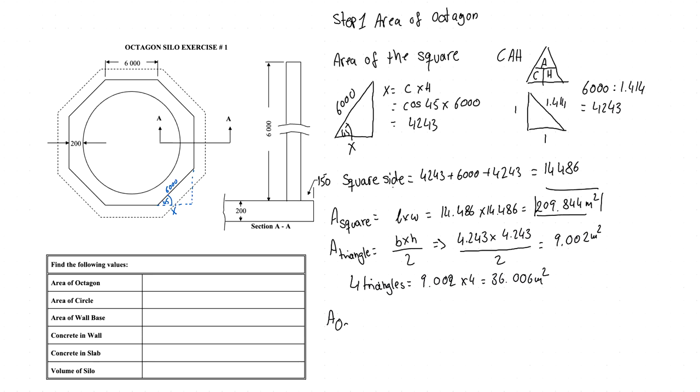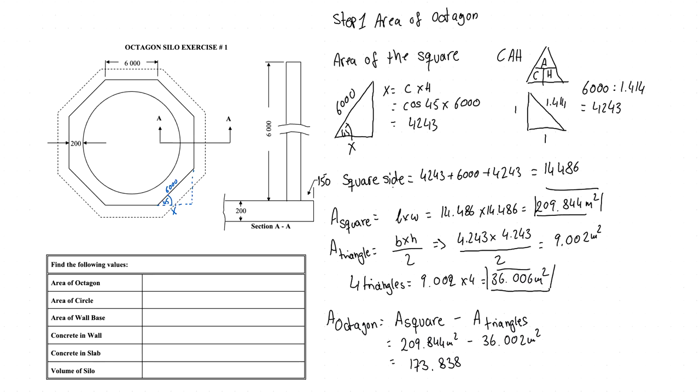Okay, so now that we have all of these areas, could we possibly figure out the final area of the octagon? How do we do that? Well, we take the area of the square that we figured out, the 209 up here, minus the area of the triangles. And remember, of all 4 triangles. And then that should get us the area of the octagon. So just popping in numbers, 209.844 meters squared minus 36.002 meters squared. And that leaves us with 173.838. And we're still in square meters because this is still area. Okay, so that is the first one. So I'm going to zoom out.